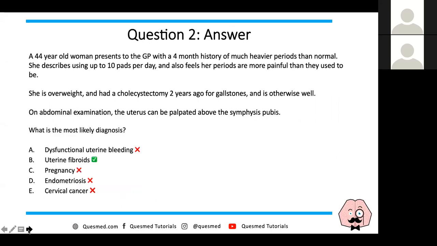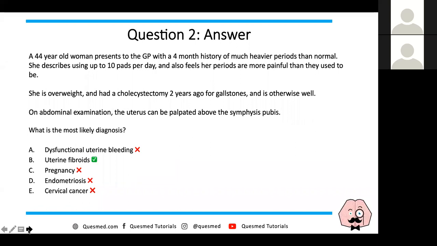So checking back with the question here, the woman is of older age, she's overweight, so she does have risk factors for fibroids. And on examination, we can feel her uterus above her pubic symphysis. So she does have a palpable uterus. So the most likely diagnosis here is fibroids.